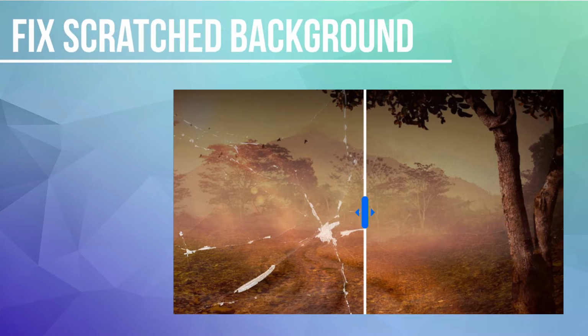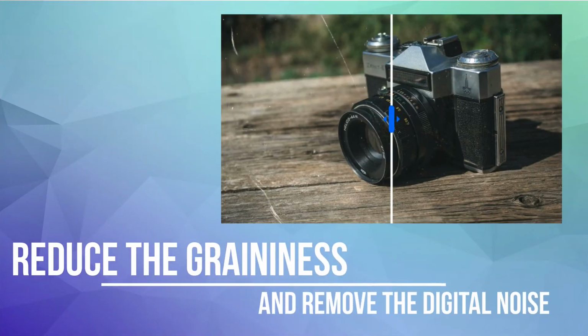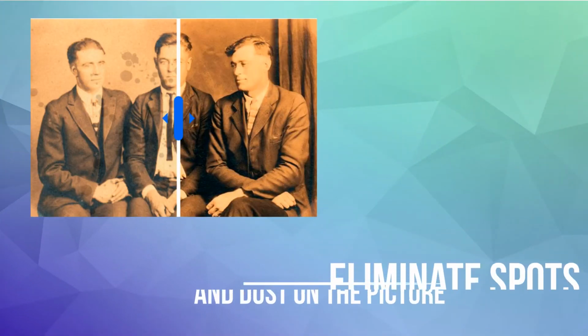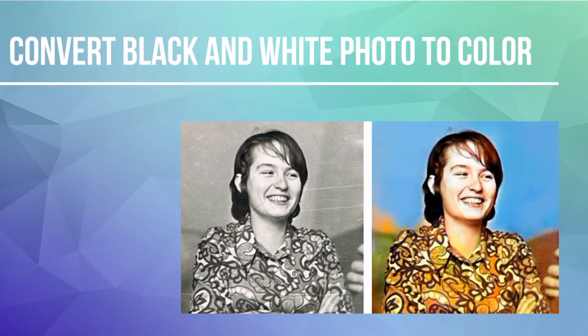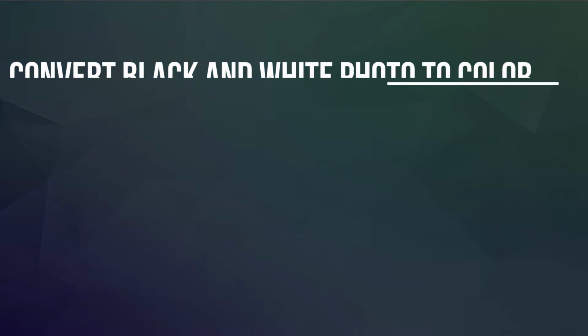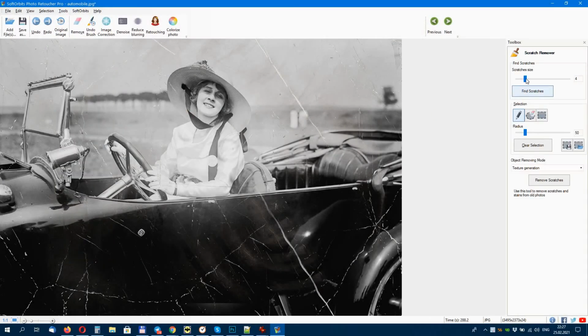SoftOrbits Photo Retoucher is an old photo restoration software that can improve scanned photos by removing blemishes, touching them up, and restoring them. Your photos can fade and become damaged over time, and restoring them can take more time than you have available. You need a solution that saves time and restores your photos to their original state. How to restore old photos with Photo Retoucher?